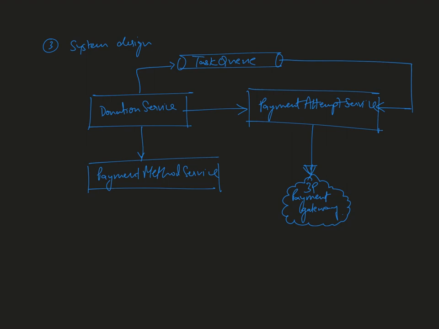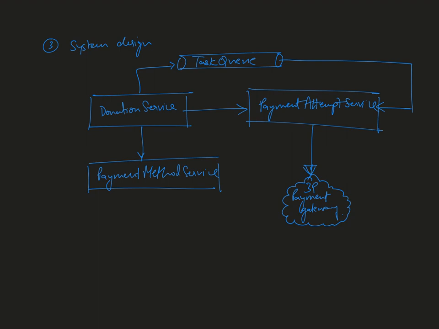It'll call the third party again, and if it succeeds this time, it will update the status of the payment attempt. And once the status is updated, it also needs to do a couple of things, right? Remember that our donation service has a status, and the initial status of the donation is going to be pending if a failure happens. So once these callbacks succeed, and the payment attempt actually succeeds offline, we need to ensure that the status of the donation is consistent with the status of the payment attempt, right?